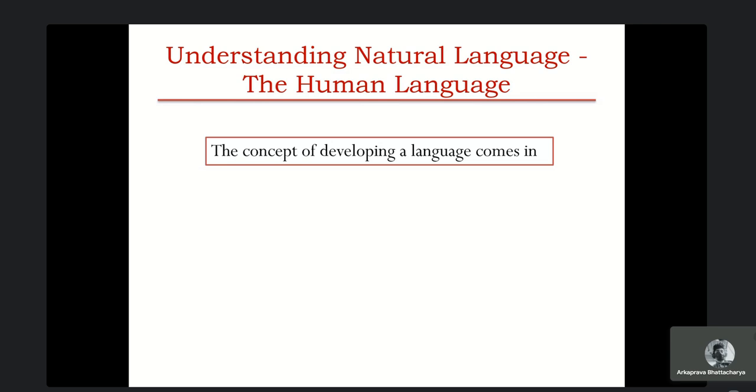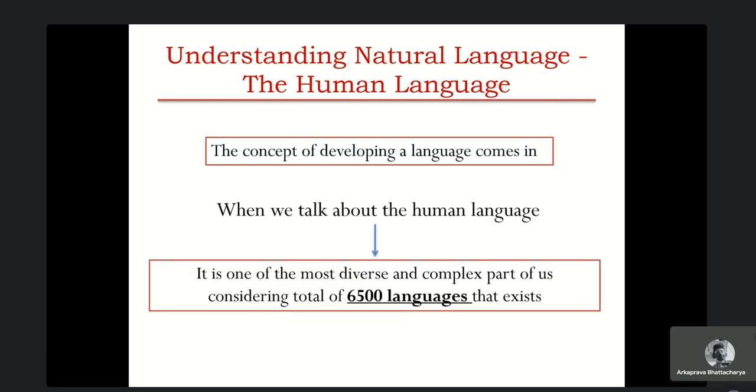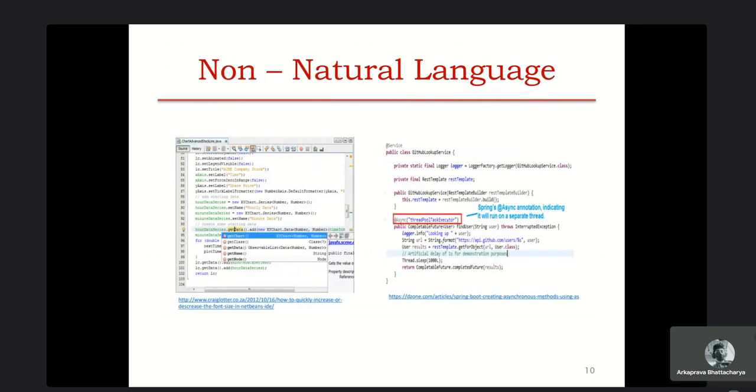Well, we know that human beings are the most advanced species on the earth, and there is no doubt about it. Our success as human beings is because of our ability to communicate and share information. That's where the concept of developing a language comes in. When we talk about human language, it is very diverse, one of the most diverse and complex things to consider. There are around 65,000 languages that exist.